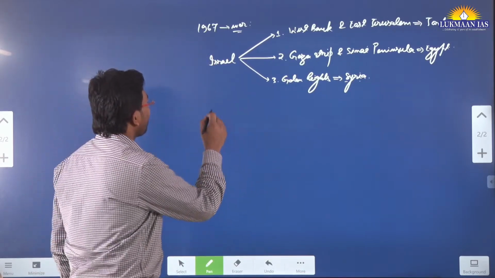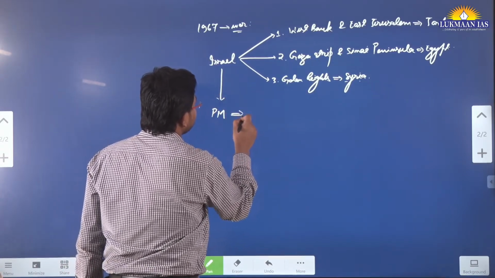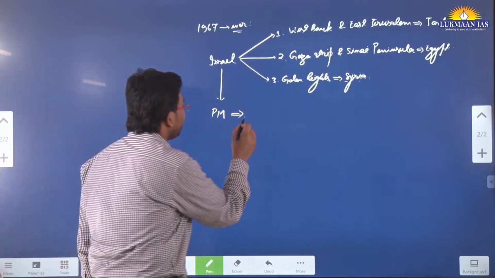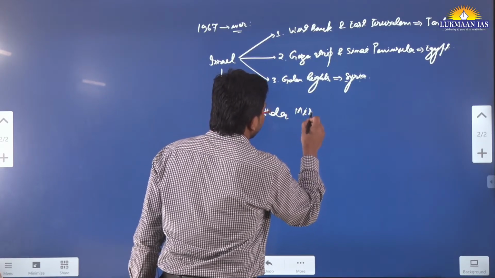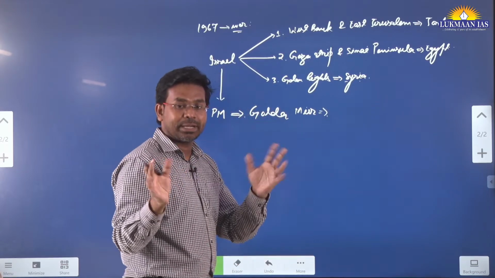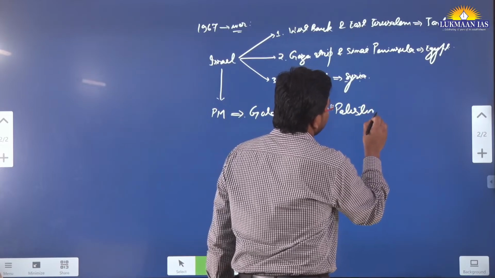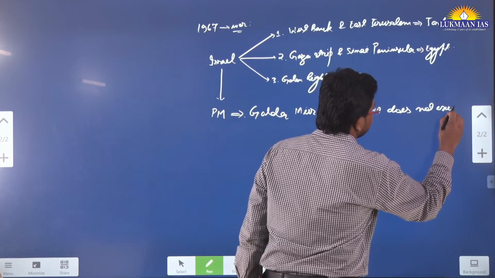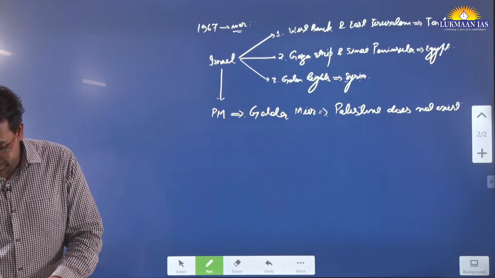If we talk about Israeli Prime Ministers from time to time, there was an Israeli Prime Minister named Golda Meir. What Golda Meir says is that there is no concept like Palestine. She says Palestine does not exist. This was her point.